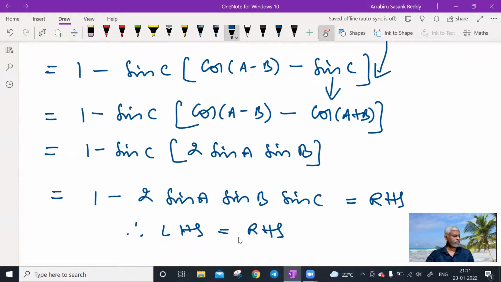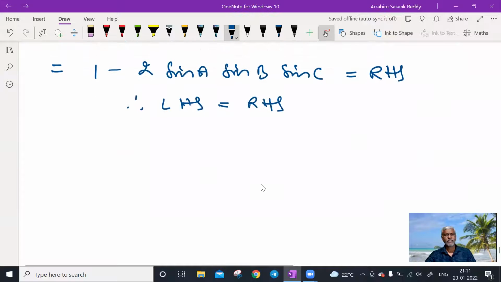Now let us take up the second one. Second bit.